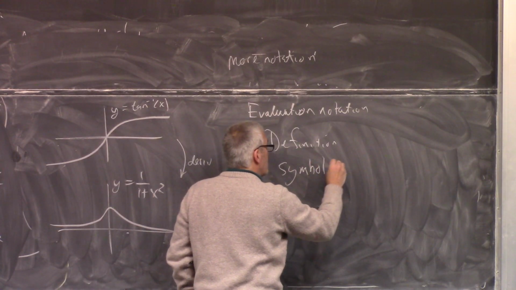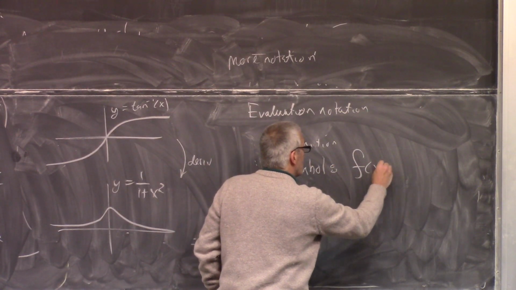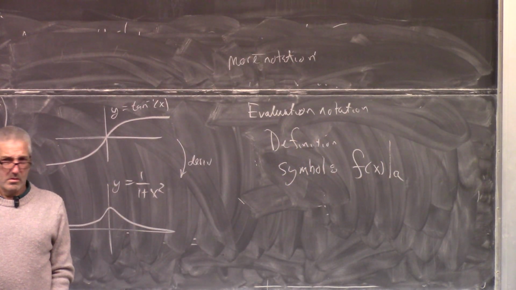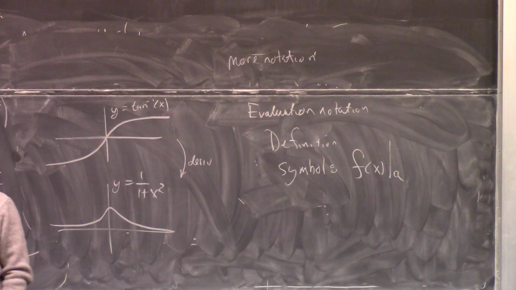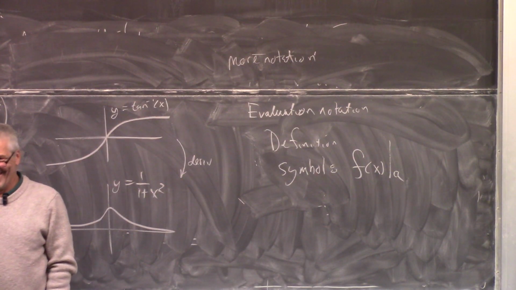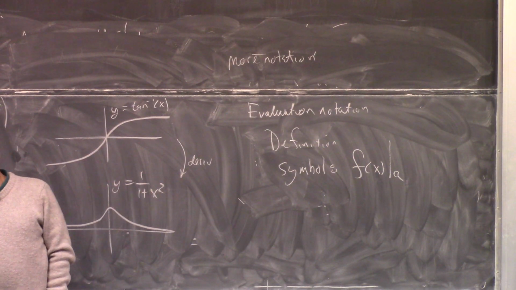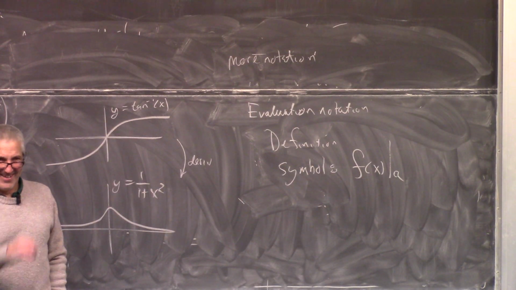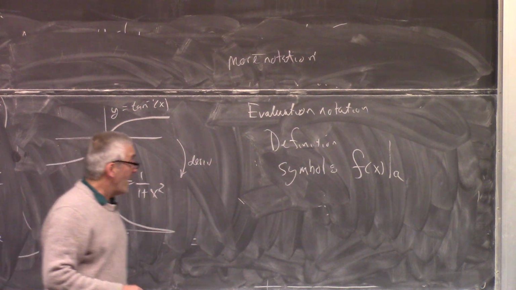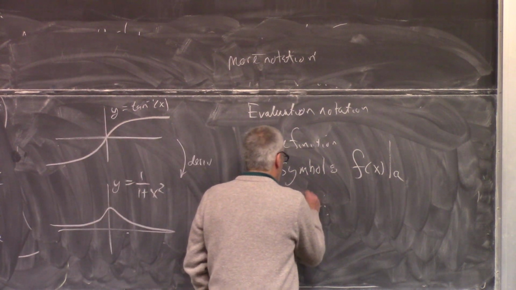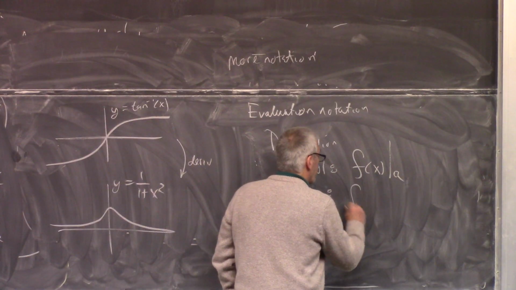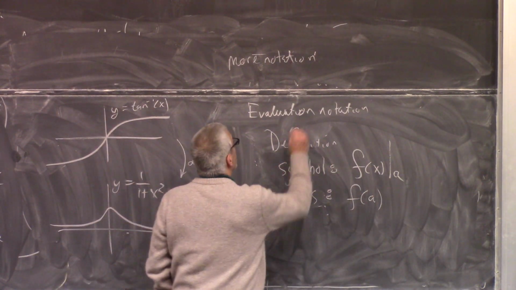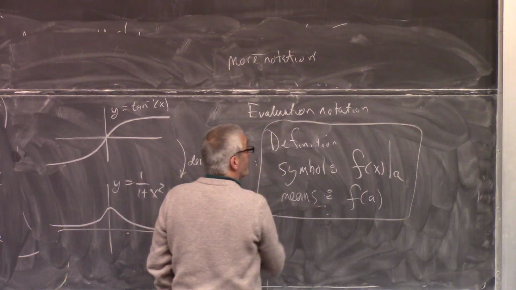Anybody know what this symbol means? You could be in France right now going, yeah. Is that just a rectangle? No, it's not. This means F parentheses A. So for example, and this is spoken F evaluated at A.